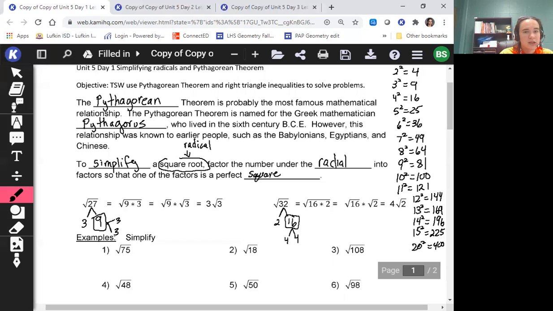So my recommendation on these is always check 2 and 3 first, with the exception of I think 1 or 2 of our examples or 1 or 2 of our problems. It's always going to be a 2 or a 3. So check 2 and 3 first to see if they give you your perfect squares.